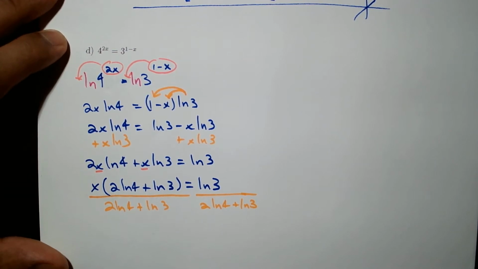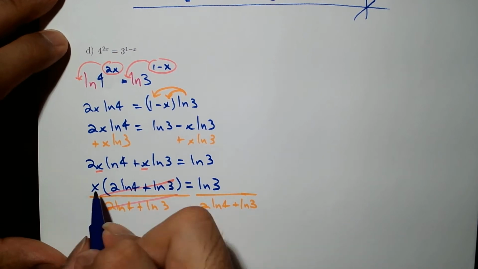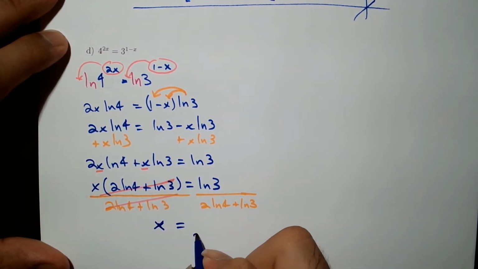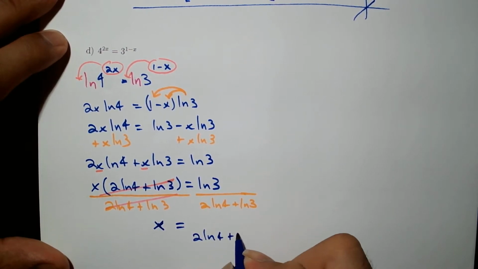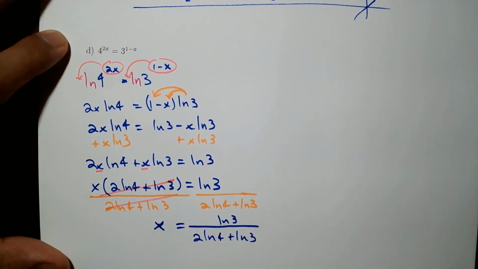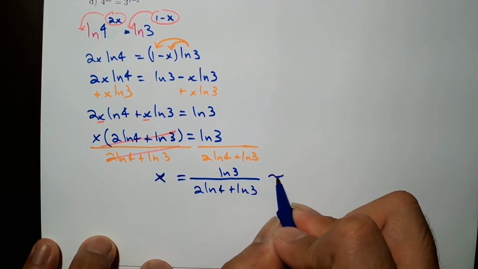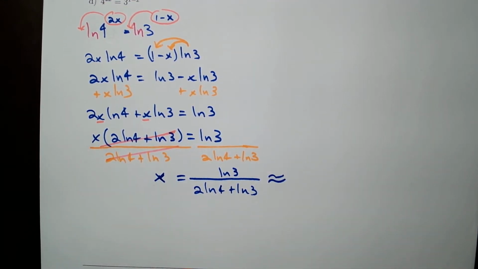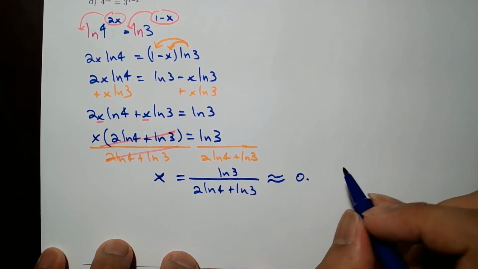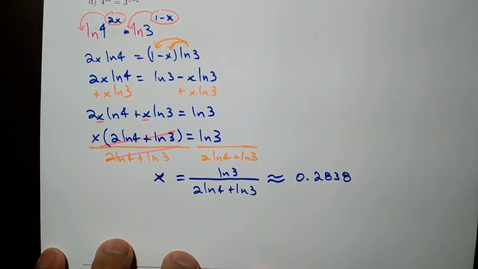Right, and we can cancel these guys right here, boom boom, and we get x equals ln of 3 all over this whole quantity, 2 ln of 4 plus ln of 3. All right, so again, this is going to be our exact solution. We need an approximate solution. Using a calculator, you should get 0.2838. All right.